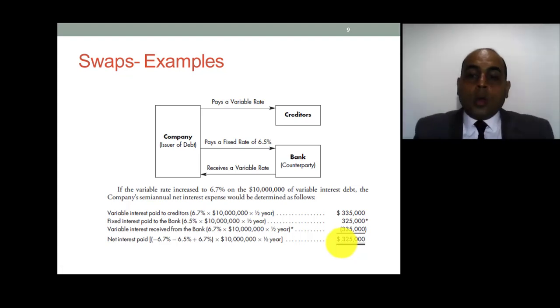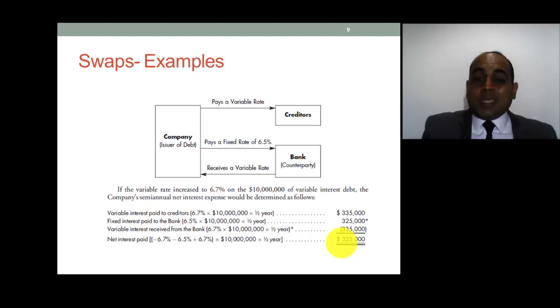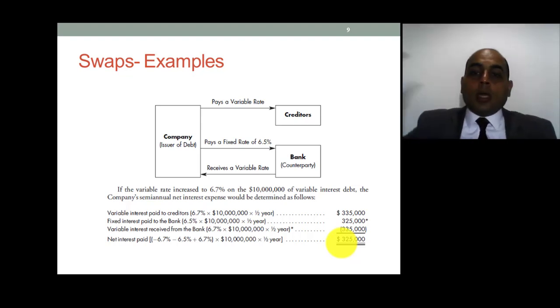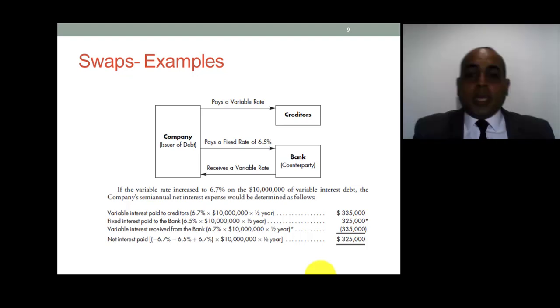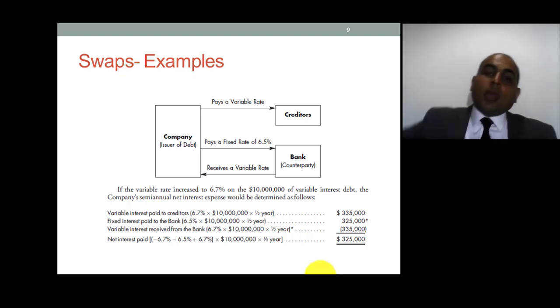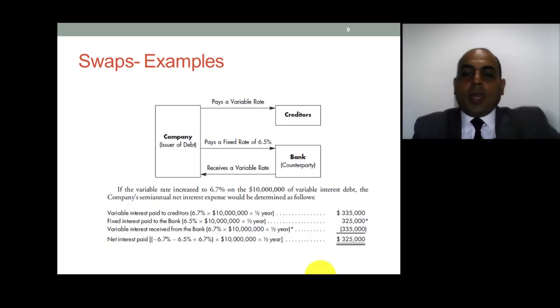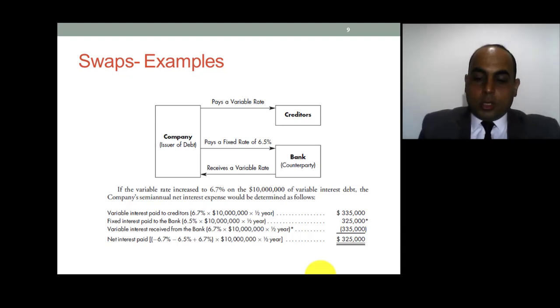The point here is that as the interest rate increases, we are exposed to potential gain in this case. On the other hand, the bank is exposed to loss because the interest has increased and the interest we have paid, 6.5, is less than the variable interest rate on the date of occurrence. This is the first point of this video, swap interest rate.